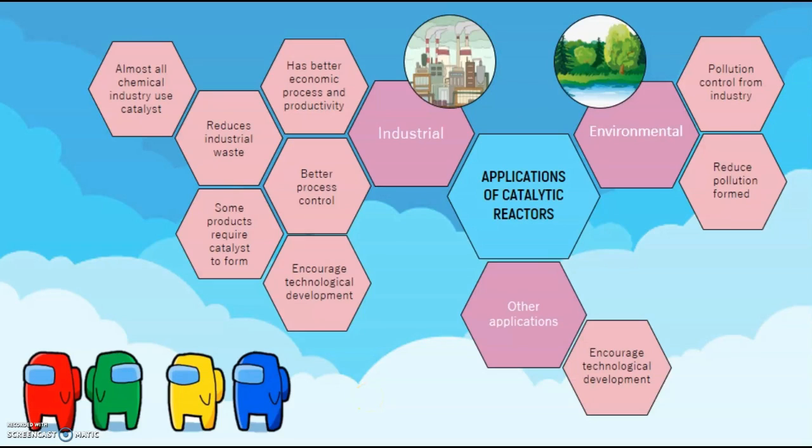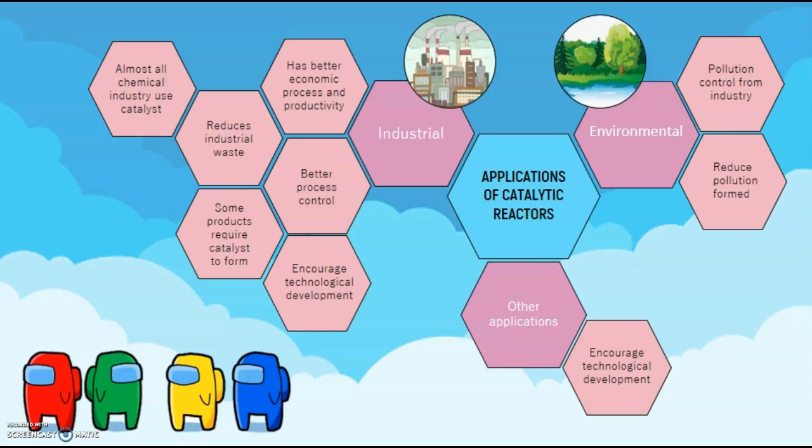Okay, next we look at the application of catalytic reactors. In the industrial sector, almost all chemical industry use catalysts. If you notice from the slides before, all of the reactors that has been used in different types of industry all use catalysts, no matter if they are solid, liquid, or gas. That's because the catalyst has many benefits compared to not using catalyst. Number one, it has better economic process and productivity, which means it can create more with less time taken.